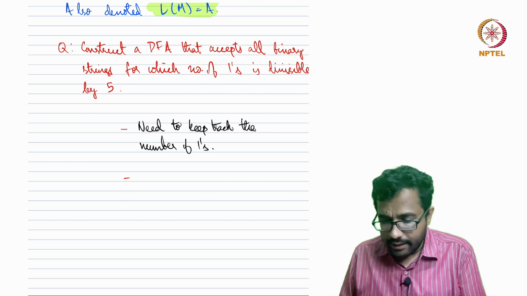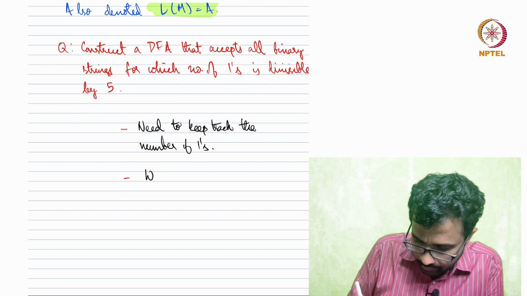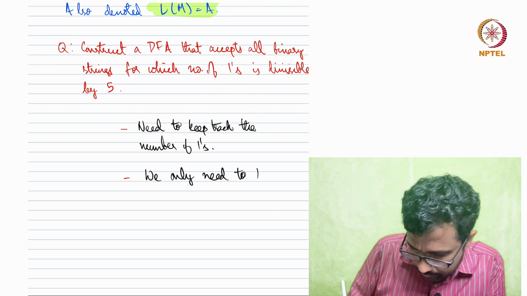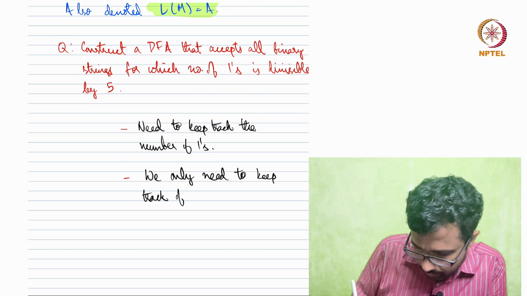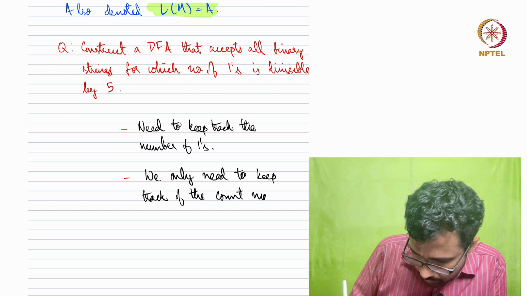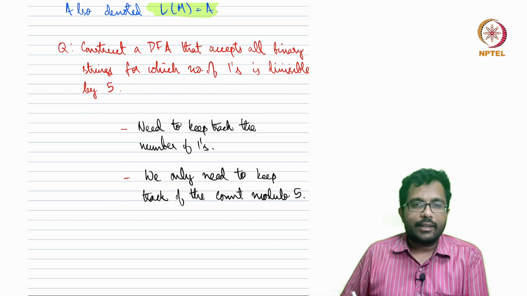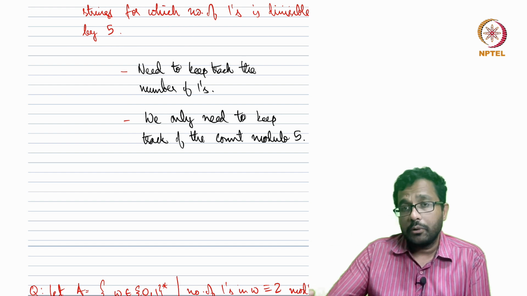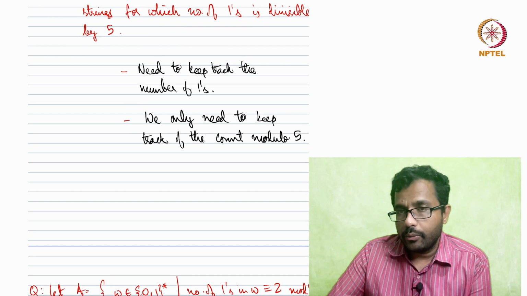The answer to that is that we don't need to keep track of the exact count. We only need to keep track of the count modulo 5. So we don't need to keep track of the exact count. We only need to keep track of the count modulo 5. In other words, the remainder of the count when divided by 5.